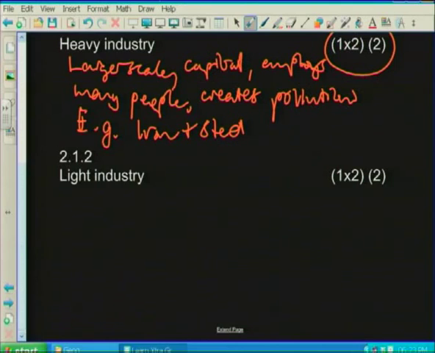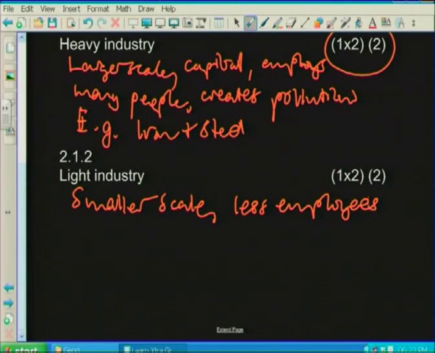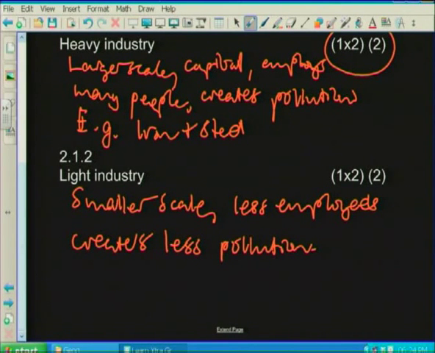Light industry, for 2 marks, we would say things like it's a smaller scale, something that employs less people. And this is an industry or something that obviously creates fewer or less pollution. It's not too noisy. It doesn't pump out gases into the atmosphere, etc. So we're talking about something like your textile industry or a factory that makes boxes or cartons, etc.